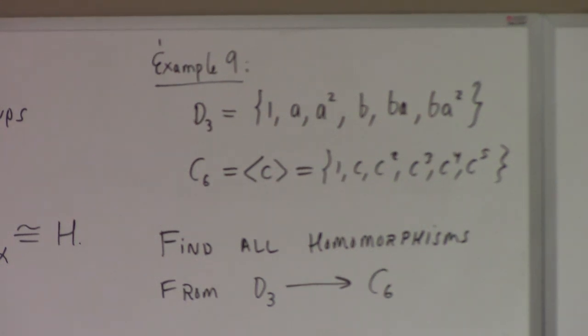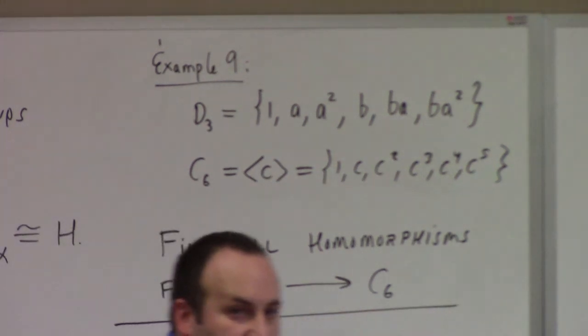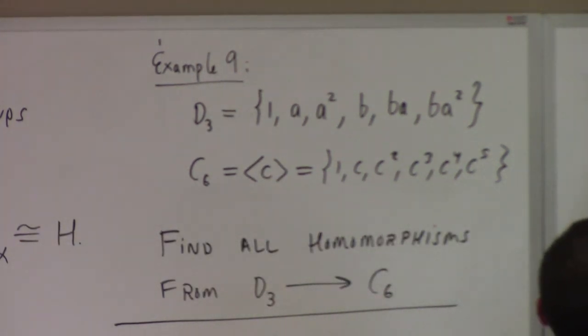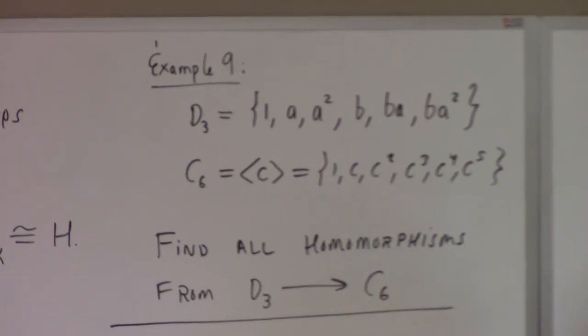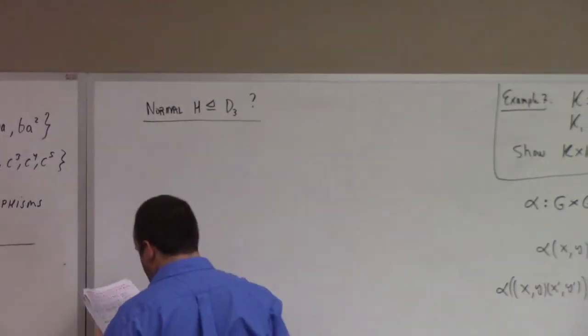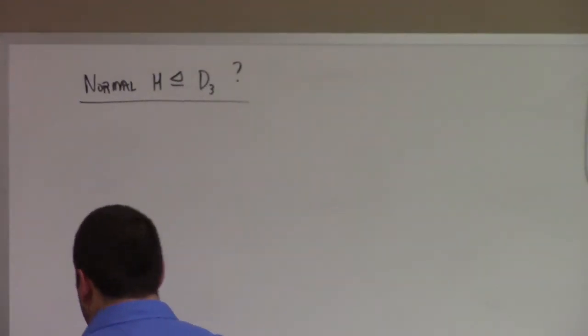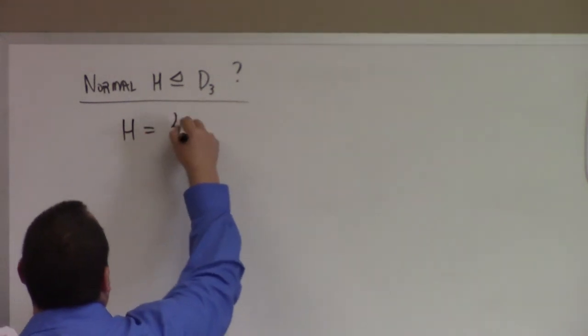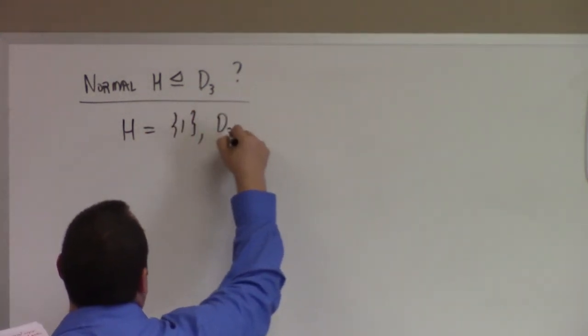Right, every homomorphism has a kernel, right? So we can't find homomorphisms without kernels. We're stuck with a kernel. Every homomorphism's got a kernel, and those kernels can only be the normal subgroups of D3, right? So what are the normal subgroups of D3? Yeah, 1. Yeah, D3 itself. Is there anything else?